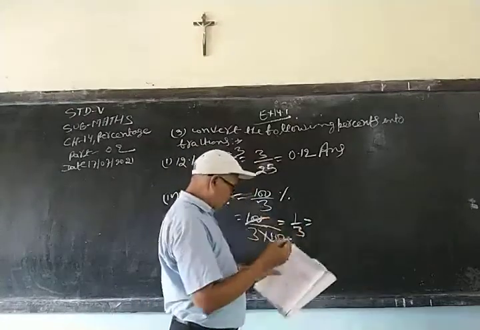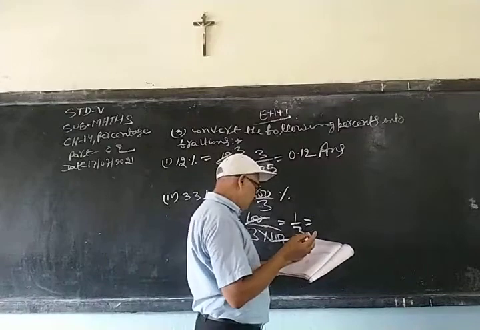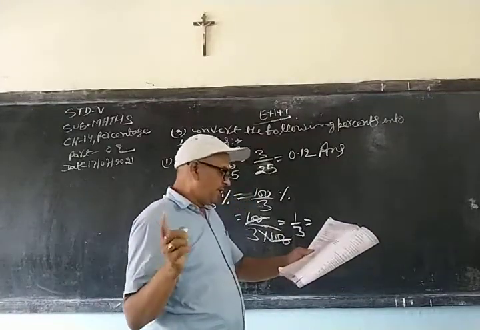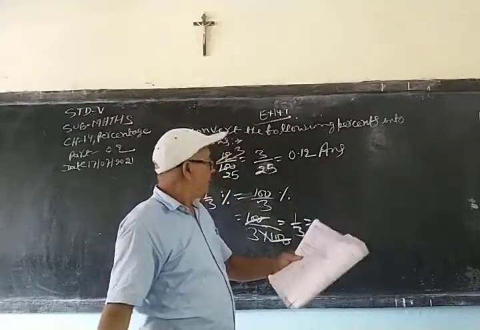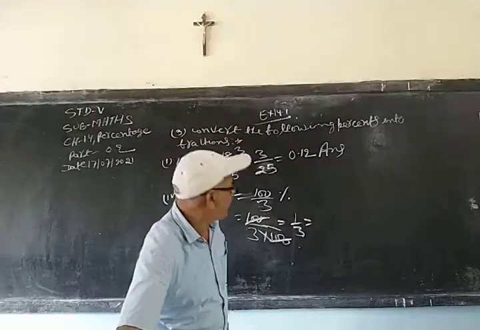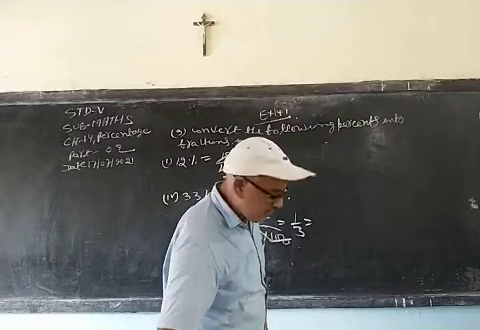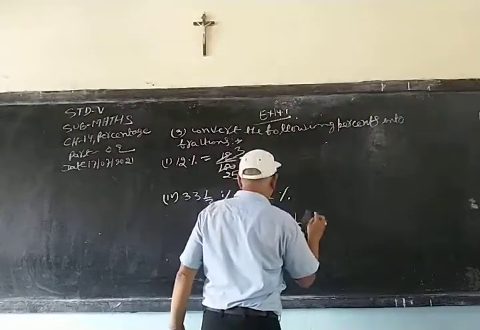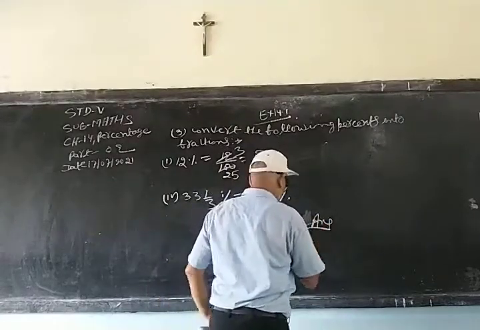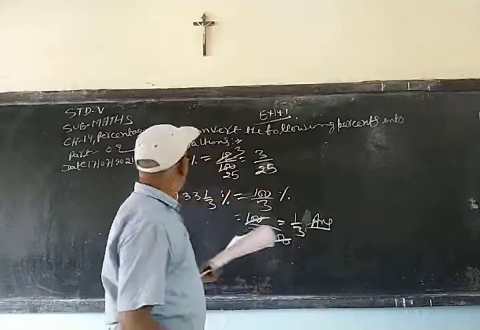And if you want to change it to a decimal fraction, it will come. But your question is telling to convert into fractions only, not decimal fractions. So this one is not required. 1 by 3 is your answer. Clear?